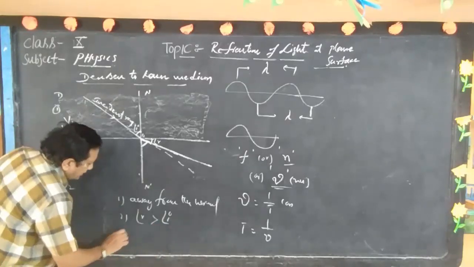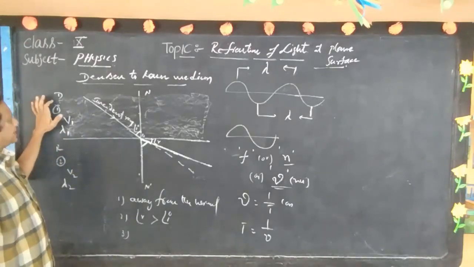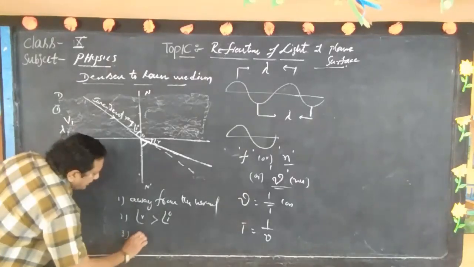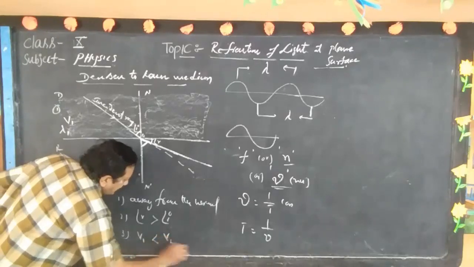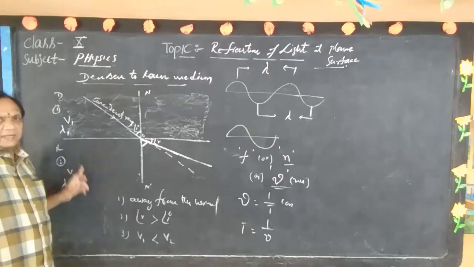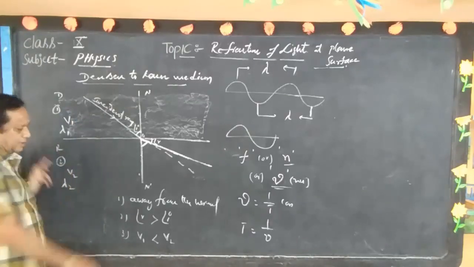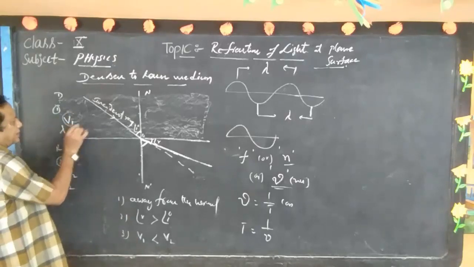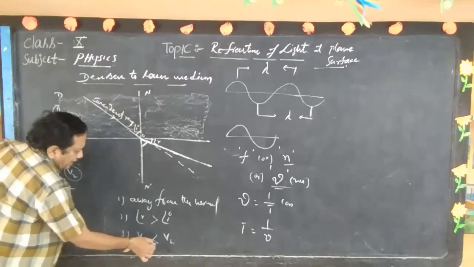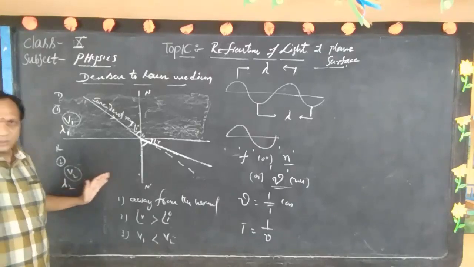And one more condition to be considered. Here, V1 is the velocity in the denser medium and V2 is the velocity in the rarer medium. In this case, V1 is less than V2. The velocity of light is greater in the rarer medium than in the denser medium. The same condition here also: V1 is the velocity in the denser medium and V2 in the rarer medium. So V1 less than V2 means V2 is greater than V1. So we observed these three conditions.